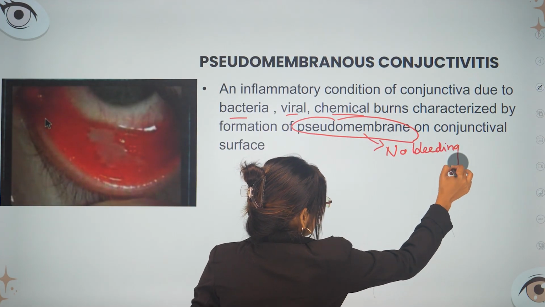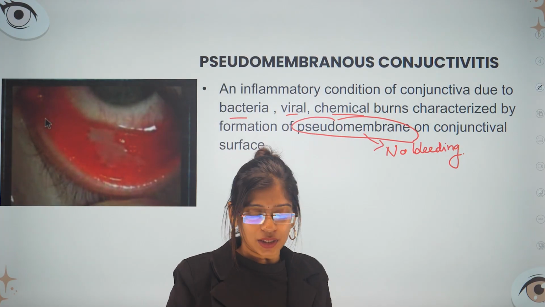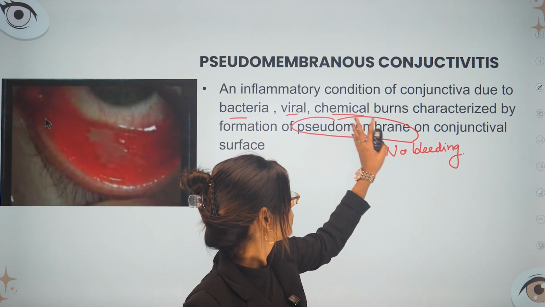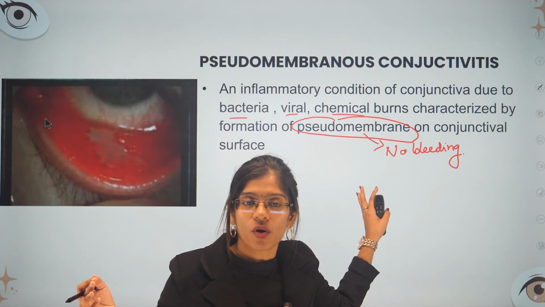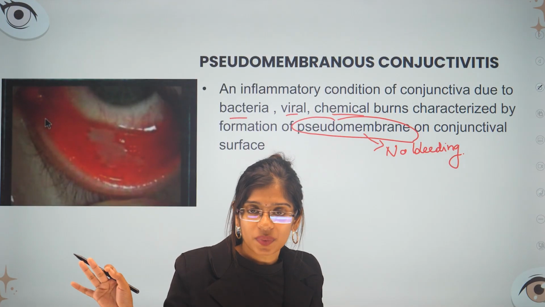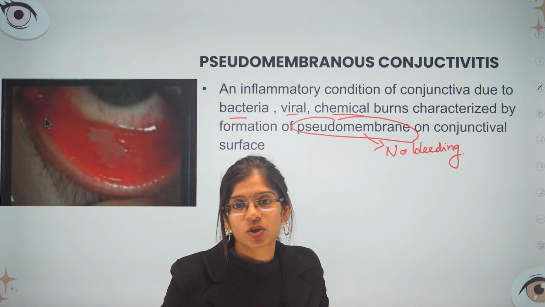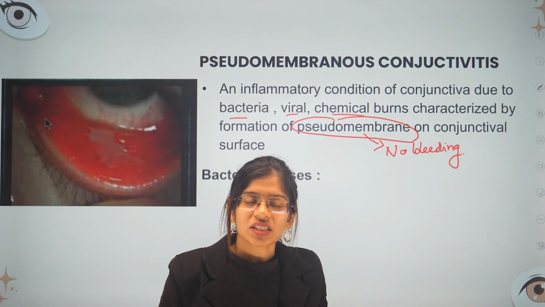When you remove a membrane and there is bleeding, that is called a true membrane. In pseudomembranous conjunctivitis, when you try to remove the membrane formed, there will be minimal bleeding or no bleeding. So that is the difference between a true membrane and a pseudomembrane. Now, why does it happen?